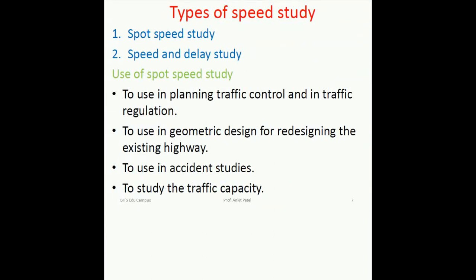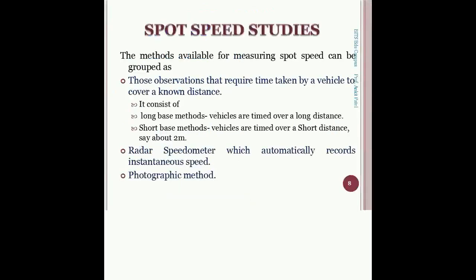Types of speed study: spot speed study and speed and delay study are the main types of speed study. Spot speed study is used in planning, traffic control and traffic regulation, in geometric design for redesigning the existing highway, in accident studies, and to study the traffic capacity.